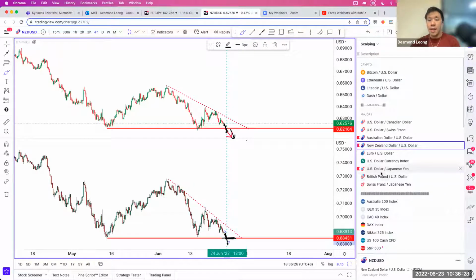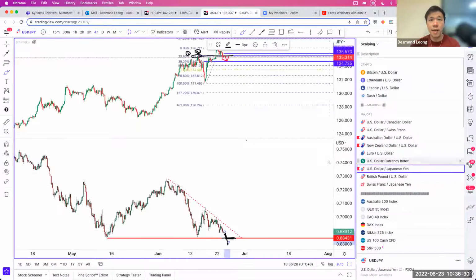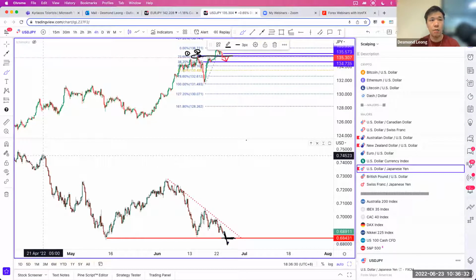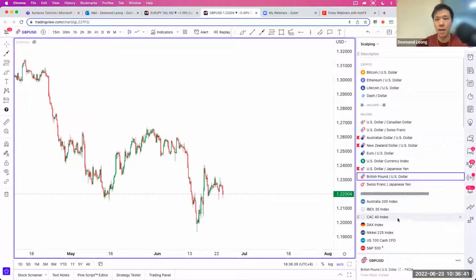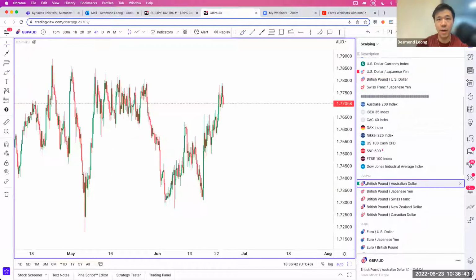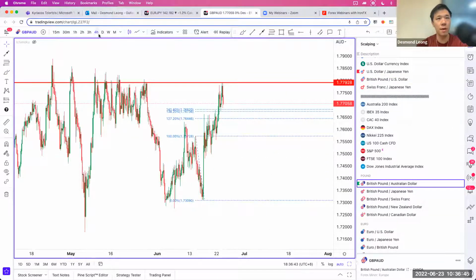Okay, let's close out the correlation table. Dollar yen dropping quite nicely. The other one I'm looking at is pound Aussie. Why am I looking at pound Aussie?